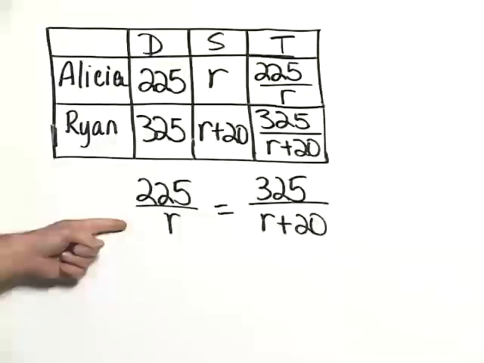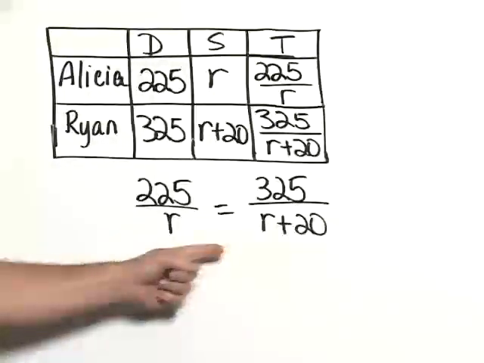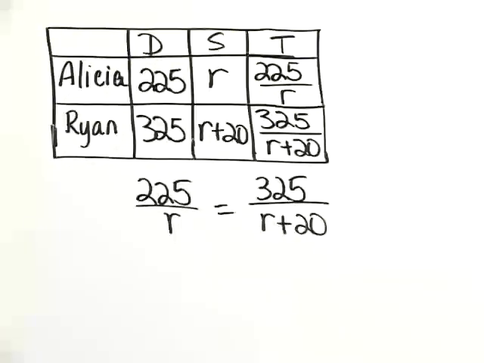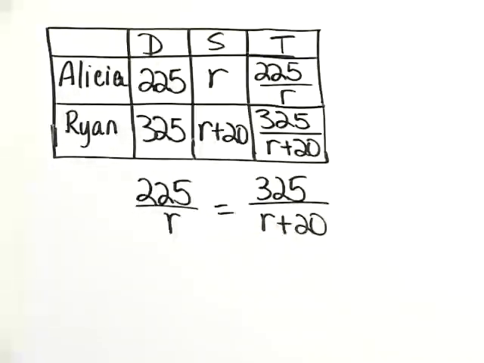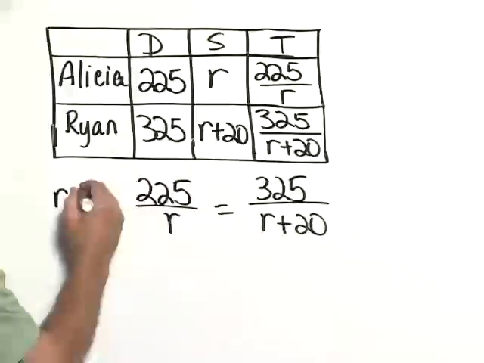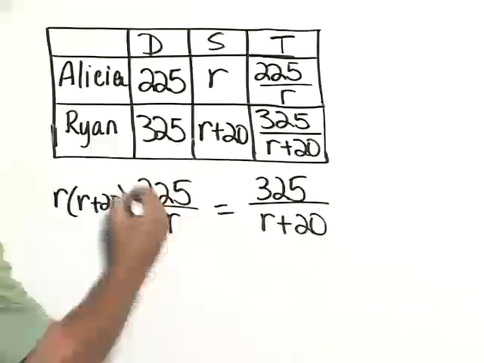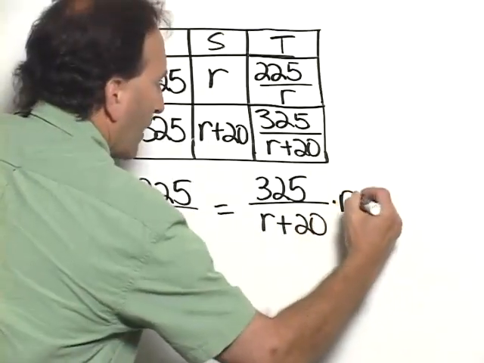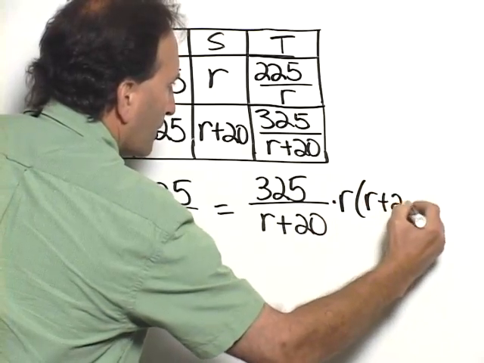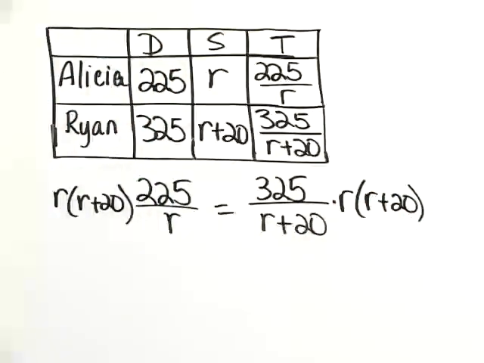We want to solve this. We would recognize it as a rational equation. We would need to multiply both sides by the LCM of the two denominators, and that would be R times R plus 20. So multiply by R times R plus 20 on the left side, and multiply by R times R plus 20 on the right-hand side.